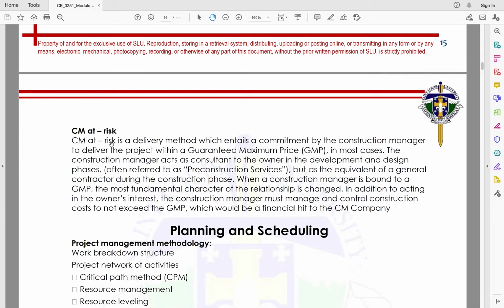So construction management at risk is a delivery method which entails a commitment by the construction manager to deliver the project within a guaranteed maximum price in most cases. So when we say guaranteed maximum price, it is the ceiling price. Okay? So whatever would be the cost or costings of the general contractor or the ones that we have awarded our contract with, whatever the price, yun lang yung babayaran ni client.